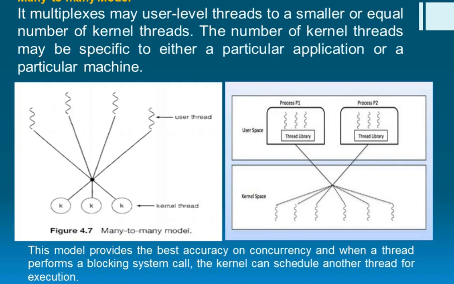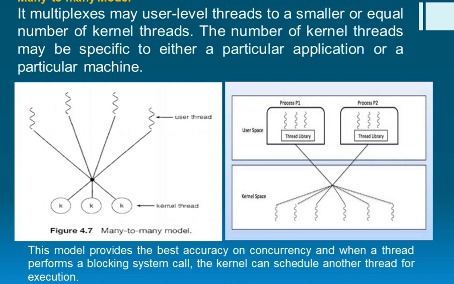Same as here, we have 6 kernel threads and 3 user threads, where 6 user-level threads are multiplexing with 6 kernel-level threads. In this model, developers can create as many user threads as necessary, and the corresponding kernel threads can run in parallel on a multiprocessor machine.